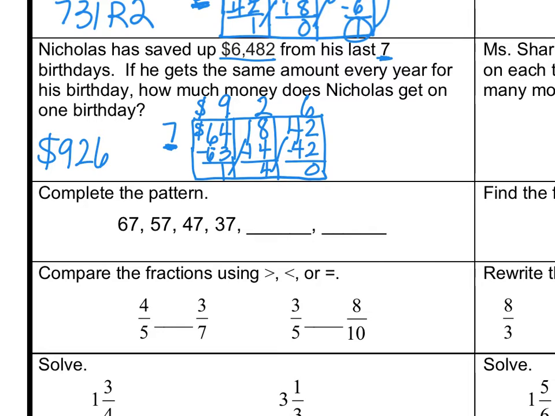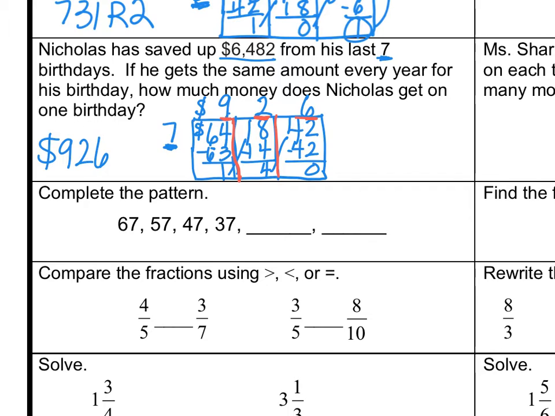$926. Now I do want to point out, if you'll notice, in each section, let me change colors so I can show you this. Here's a section, here's a section. We can only have one single digit in each section.